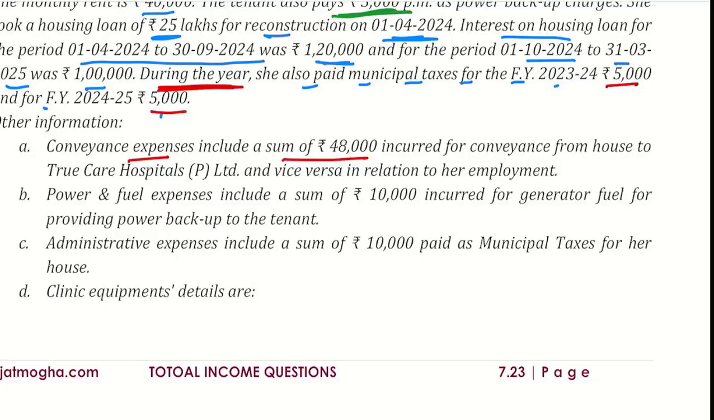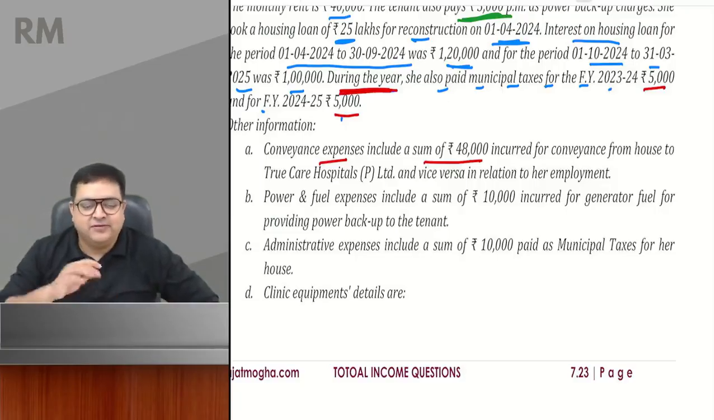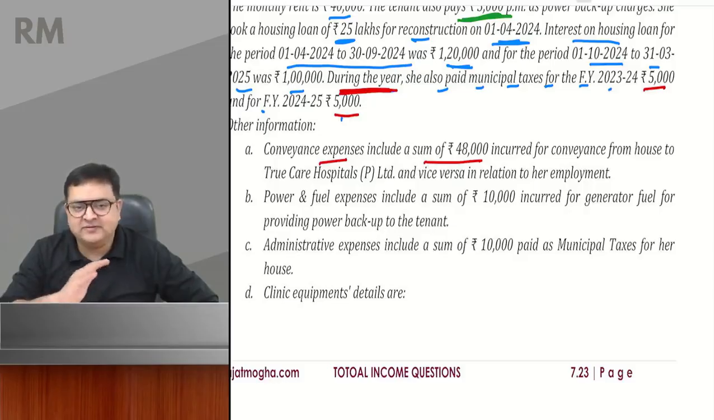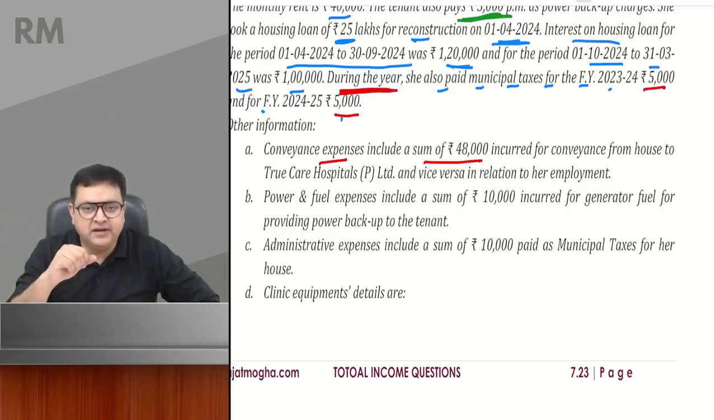Very good. See, now, first of all, it is not business related. Out of whatever power and fuel expenses, this 10,000 is not business related. So it is not a business expense. Disallow it while computing your PGBP. Now, what type of expense is it? Actually, we are collecting some money from our tenant for power backup, and we are also spending some money. So it is an income from other sources, whatever we are getting from our tenant, and this is an expense over it.